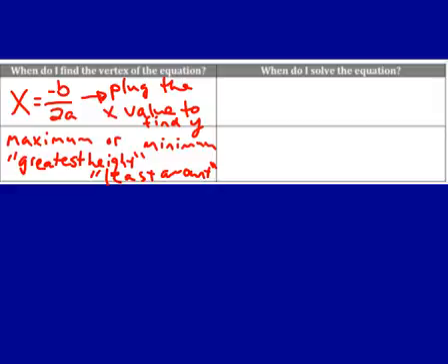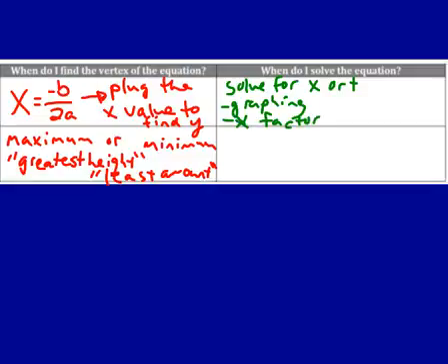Then when do I solve the equation? When it asks you to solve for x or t, you can do one of three things. You can do the graphing, you can factor, or you can do the quadratic formula. We talked about that in the last notes video, but you have those three options.